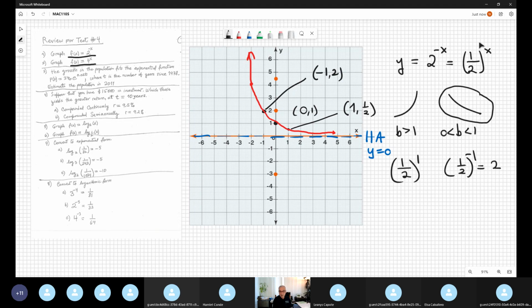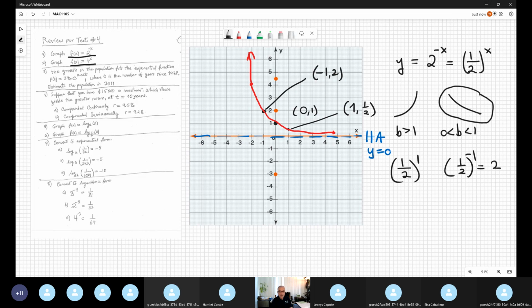Now you plot the famous 3 points. The 3 points are 0,1, universal, and 1 comma the base, which is 1/2 in this case. And negative 1 comma the reciprocal of the base, which is 2. Bam, bam, bam, 3 points. You are doing your graph approximately. And also don't forget to draw the horizontal asymptote. Let's do it one more time.